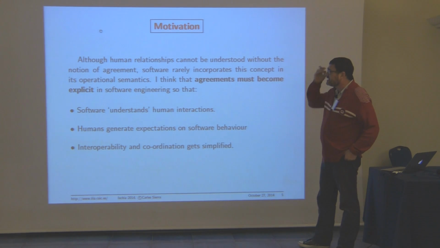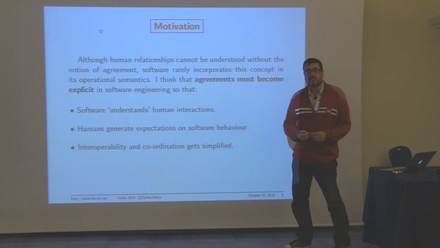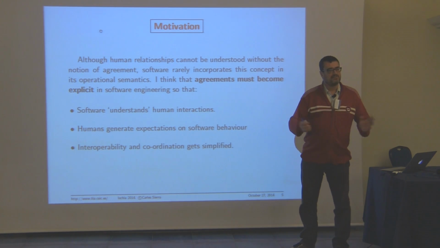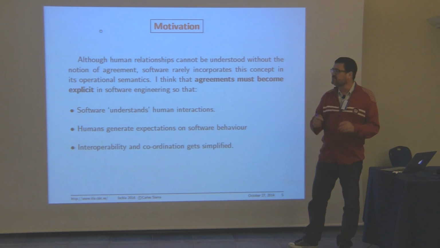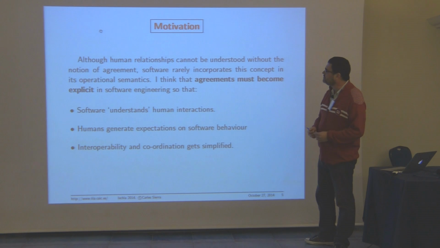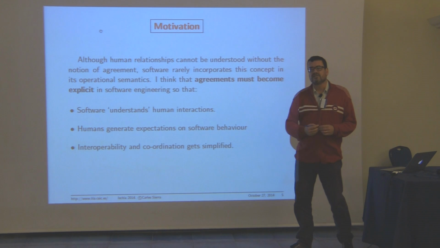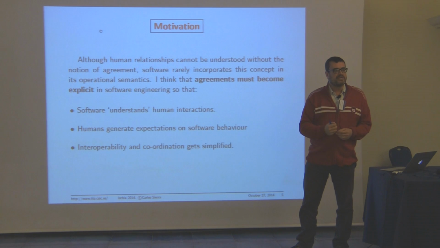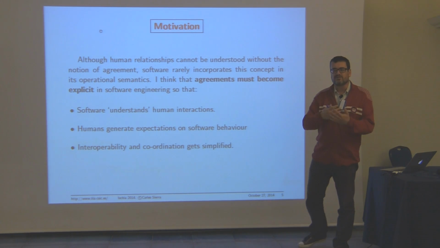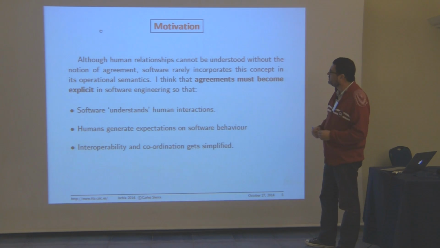And here is a reflection on why agreement technologies or agreement computing is important. Human relationships are very difficult to understand without the notion of agreement; we agree on many things constantly, every day. We reach agreements to organize meetings like this one, to go to the cinema with your friends. We constantly make agreements, more formal or less formal. We do that. Software rarely incorporates this concept in its operational semantics. It's very strange that we rarely program to reach agreements with our software and to execute agreements. So it's not part of the operational semantics of our programs, of our systems.